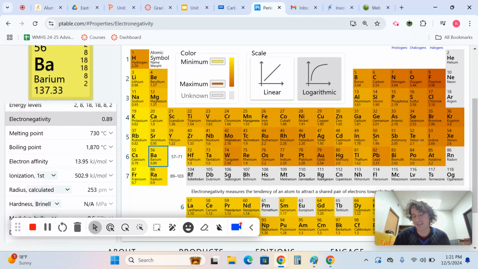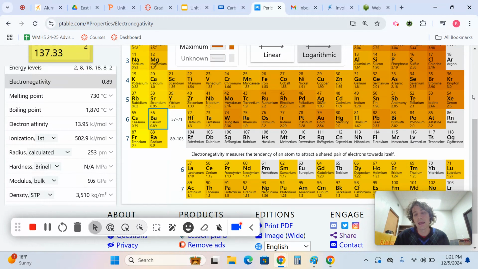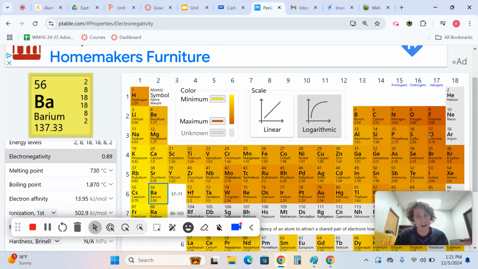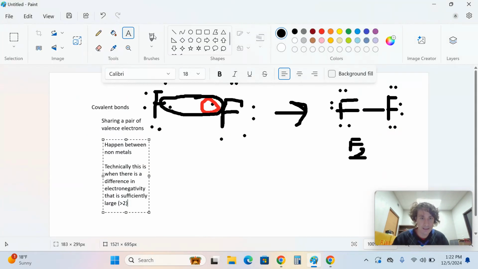So basically, what I would say, especially if you're a freshman, especially if you're in physical science, is any metal and any non-metal is essentially an ionic bond. And if it's a non-metal and a non-metal, then that's going to be covalent. That's a simple way. If you're a junior taking chemistry, then you want to be a little more careful, because I want you to be more nuanced with your understanding. Anyway, back to this.